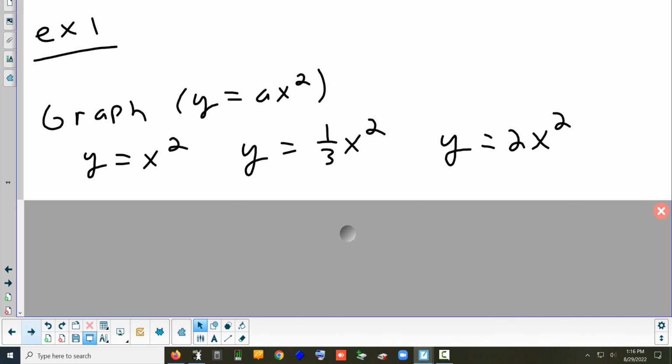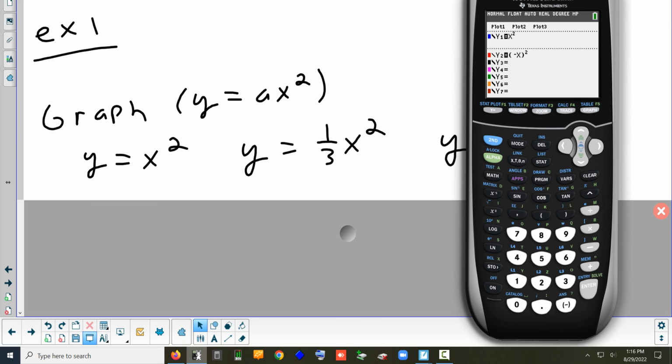So I want to basically play with A. I want to see what happens if we change A. What does that do to the vertex? Every time you change the A, the B, or the C, it does something to the vertex.